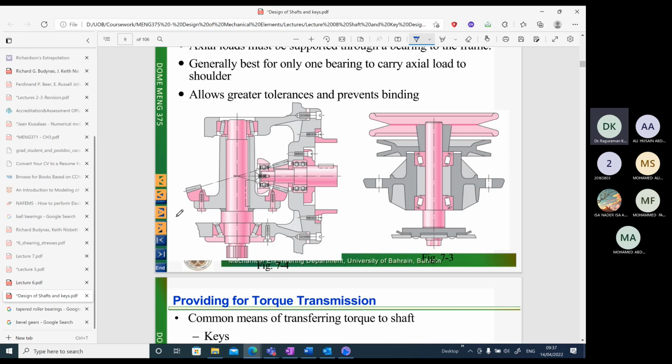Okay, so let's see here again. How is the hub connected to the shaft? You can see the small portion here. This is the keyway. Using keys and keyways, we can connect the hub to the shaft. Through the key, rotary motion from the shaft to the hub is transmitted.